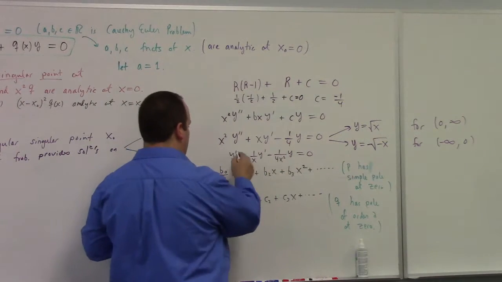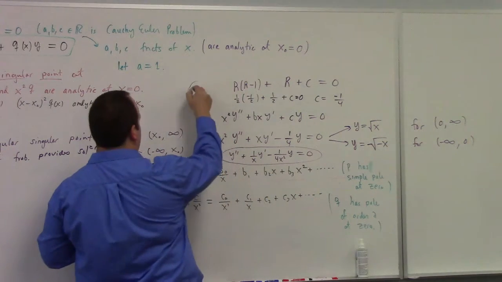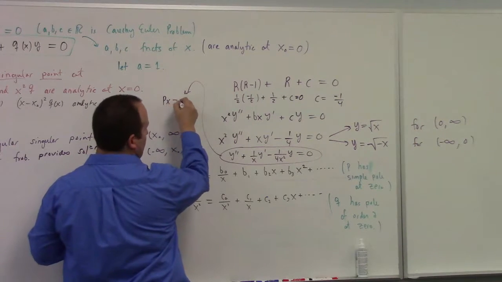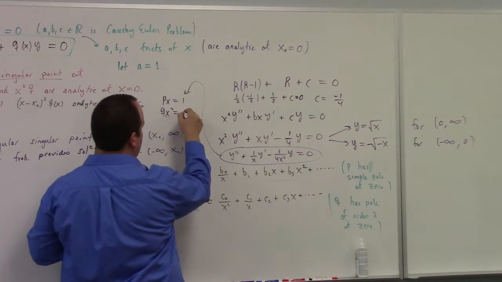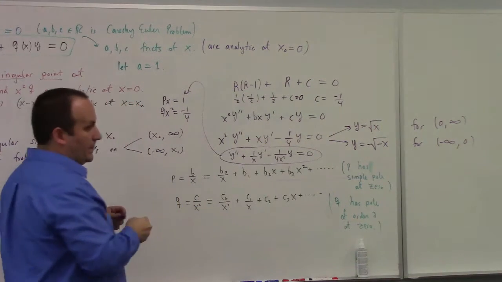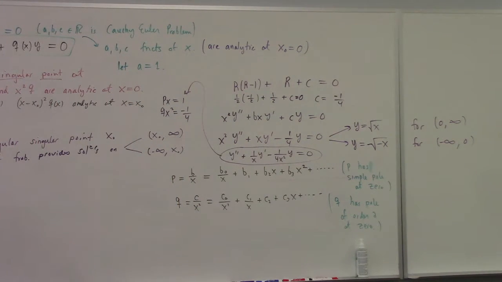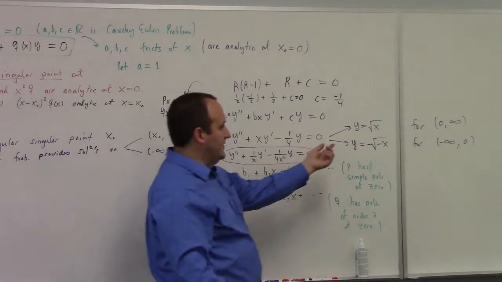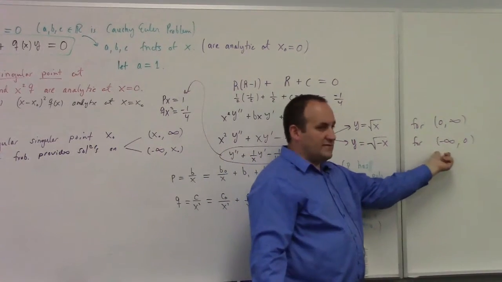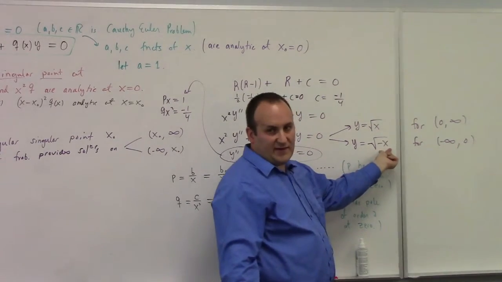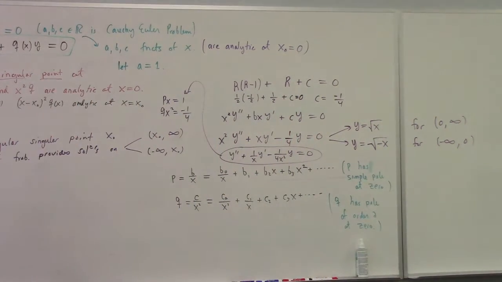If you look at this, it tells me p times x equals 1 and q times x squared equals minus 1/4. So the Cauchy-Euler problem is the one for which p times x and q times x squared are just constants. Of course, they're analytic at 0, but it is a singular point. And that's why the solution set looks totally different than the other problems we've worked, like the constant coefficient problems. And as you can see, that's the nature of the solution: 0 to infinity or minus infinity to 0. We worked with positive x just to keep it not so annoying, but there it is.